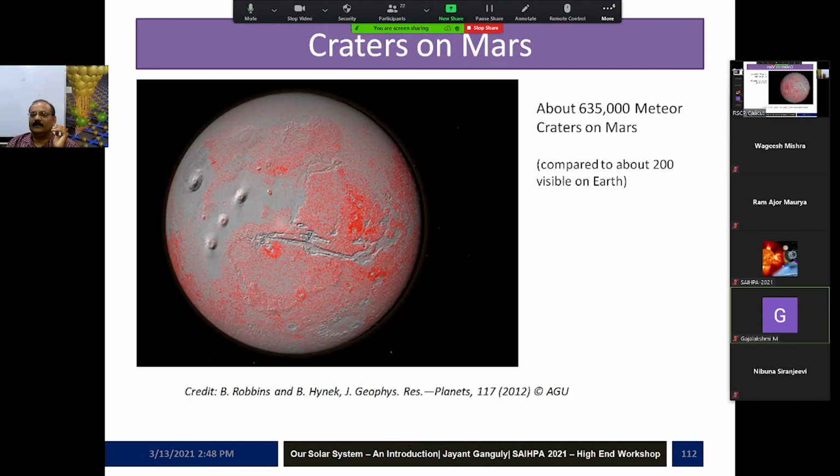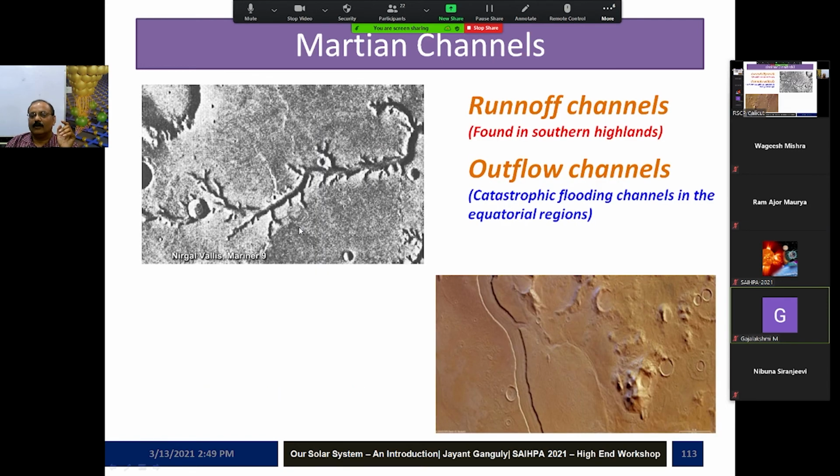Apart from this, there are certain craters which have been found due to a lot of meteorite impacts on this planet. You can see a few of the craters, which are highly marked and have been recorded by various missions. And there are various types of channels, like runoff channels and outflow channels.